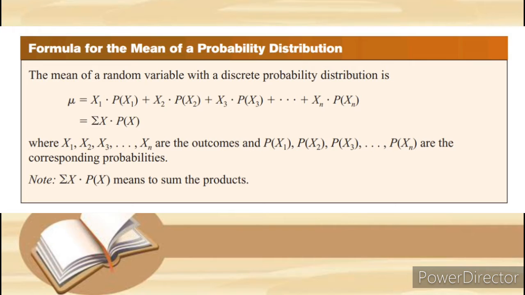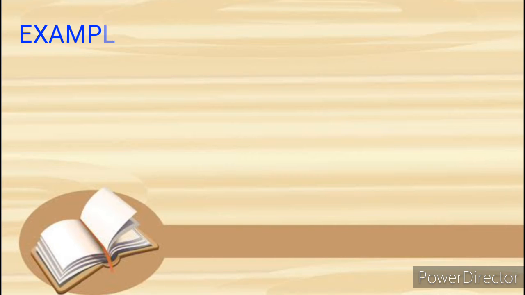Or simply, mean is equal to the summation of x multiplied by p of x, where x sub 1, x sub 2, x sub 3 to x sub n are the outcomes, and p of x sub 1, p of x sub 2, p of x sub 3, and p of x sub n are the corresponding probabilities. Note, the summation of x multiplied by the probability of x means to sum the products.